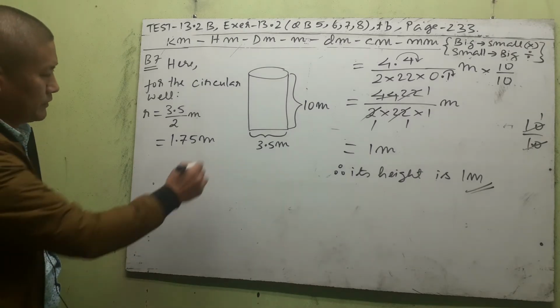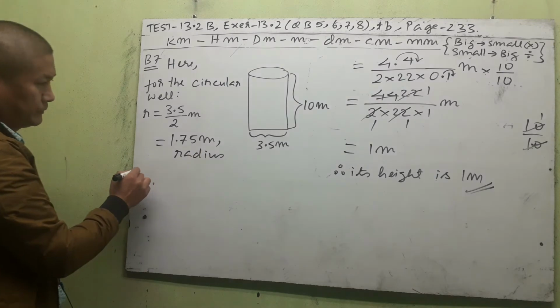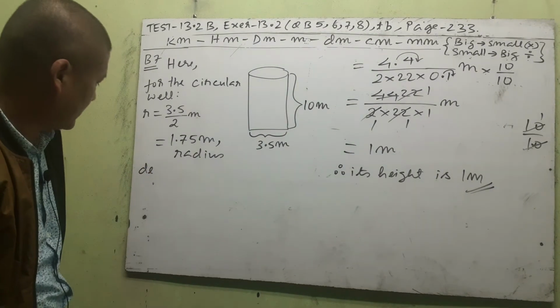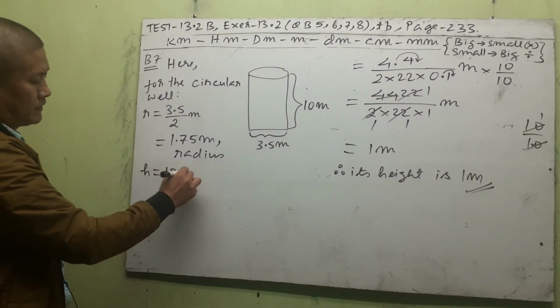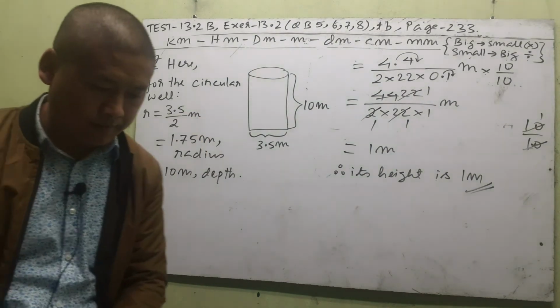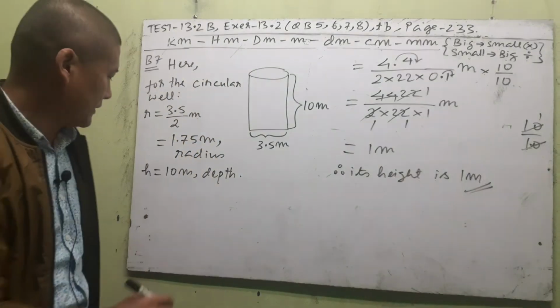So this is the radius of the well in meters, and the depth of the well, which let us denote by h itself. 10 meters is the depth of the well. Okay, so number 1, we have to find its inner curved surface area.